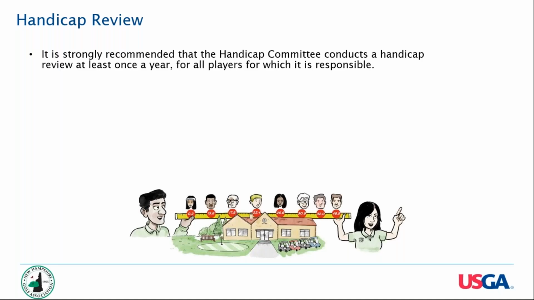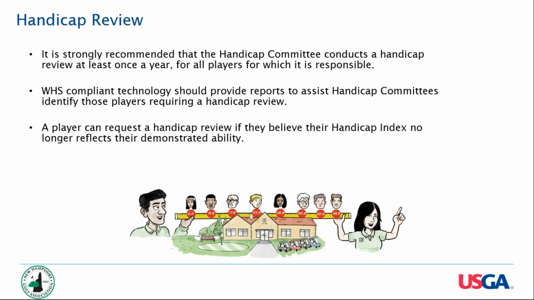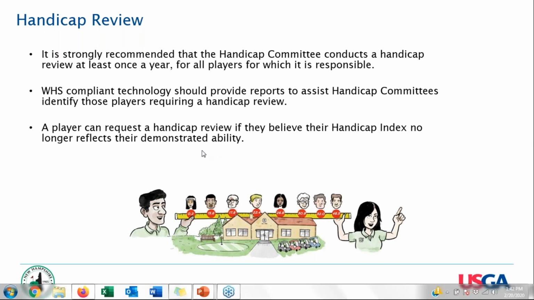All right, so the club handicap committee responsibilities. One of the responsibilities is handicap review. It's strongly recommended that the handicap committee conducts a handicap review at least once a year for all players, for which it is responsible. WHS compliant technology does provide reports to assist handicap committees in identifying those players during a handicap review. And a player can also request a handicap review if they believe their handicap index no longer reflects their demonstrated ability.